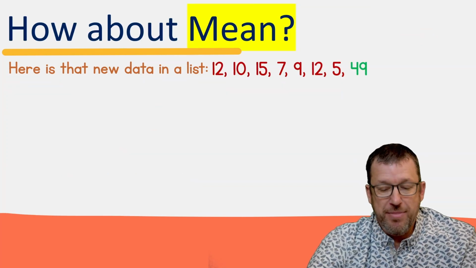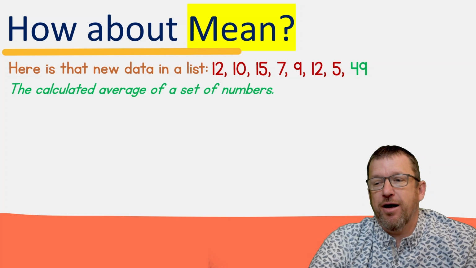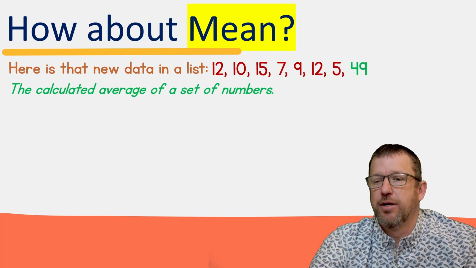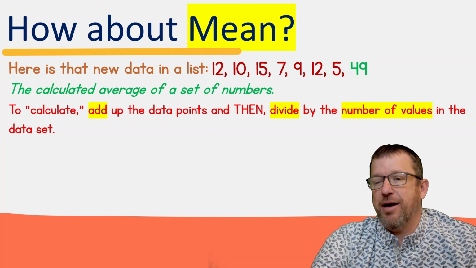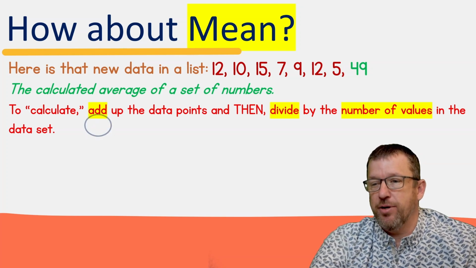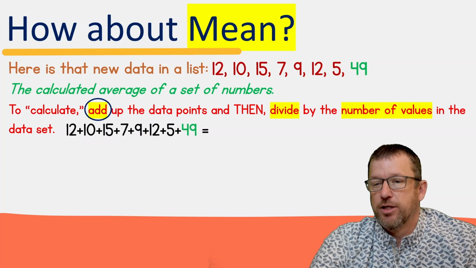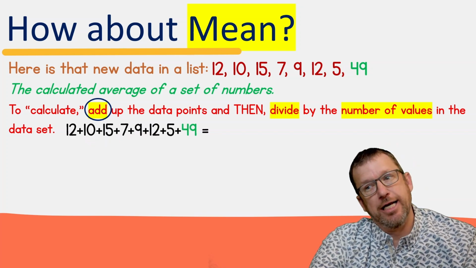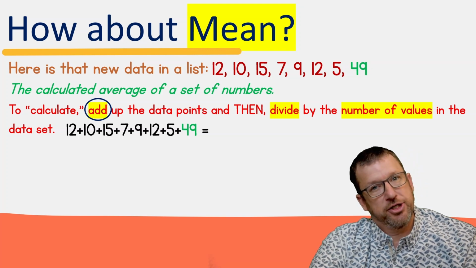Okay, and what about the mean? If we have an outlier that's so much bigger than all the other ones, will it change the average, or the balance point? Well, we have to calculate by adding up the points. So we add up all those numbers: 12 plus 10 plus 15 plus 7 plus 9 plus 12 plus 5 plus 49. Are you guys starting to think this may change the mean?